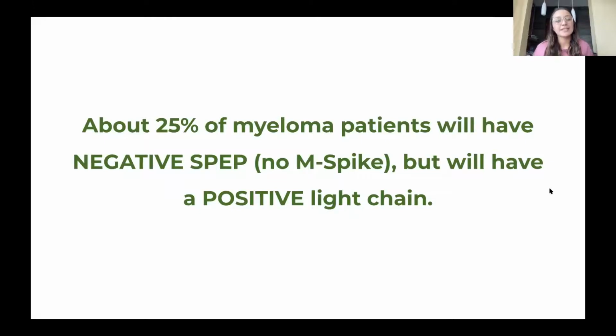About 25% of myeloma patients will have a negative M-SPEP. So this means that the patient will not report any M spike in the blood or in the urine, but they will have a positive light chain. So even though the M spike is negative, that does not mean that the disease is not progressing. That is why it is important to understand all the labs so that you can know what the significance is in relation to the disease. So in this case, it's important to remember the light chain that you want to be looking for.